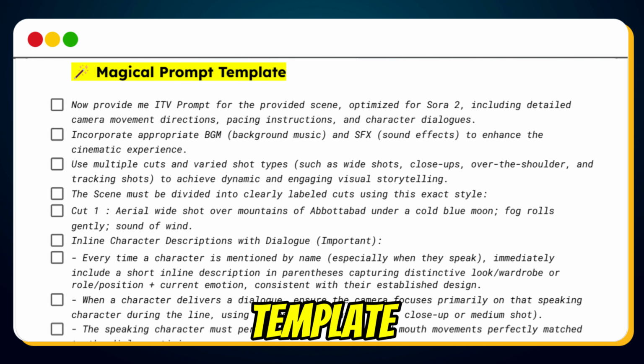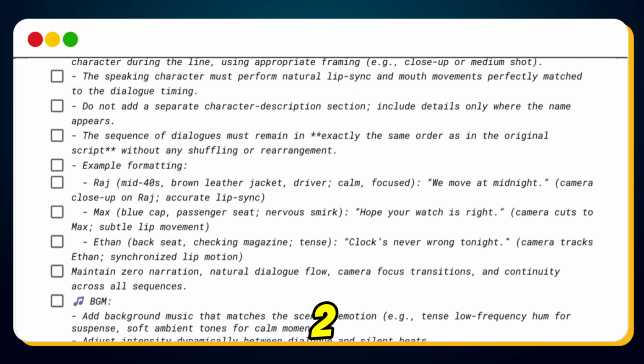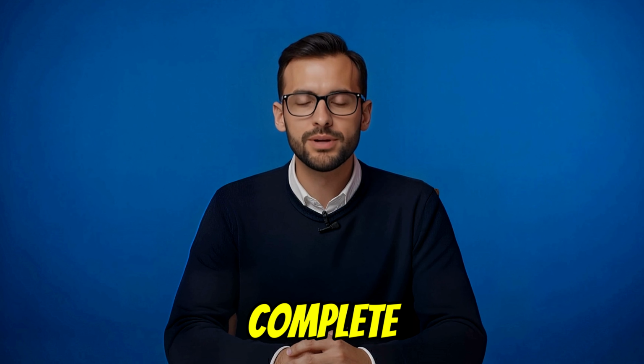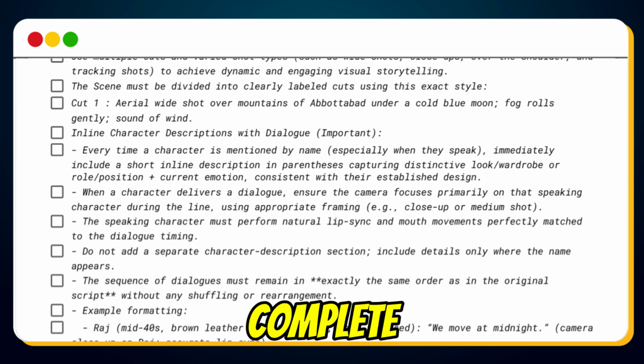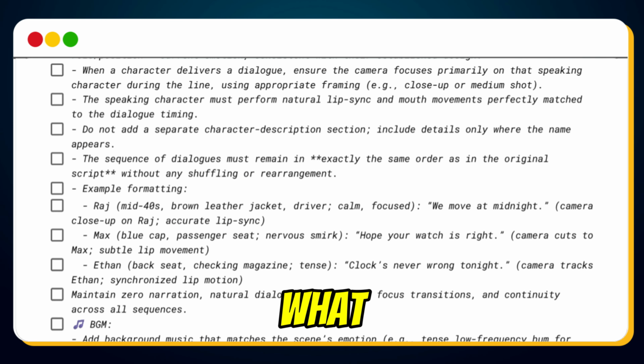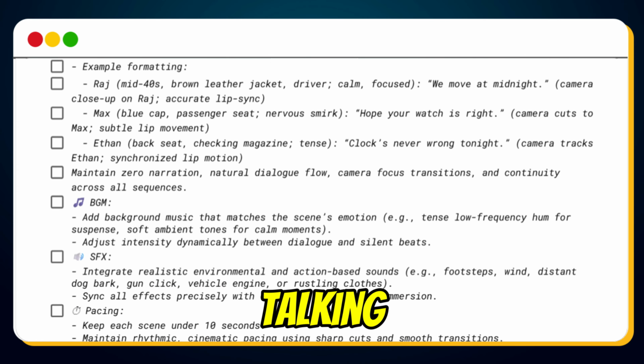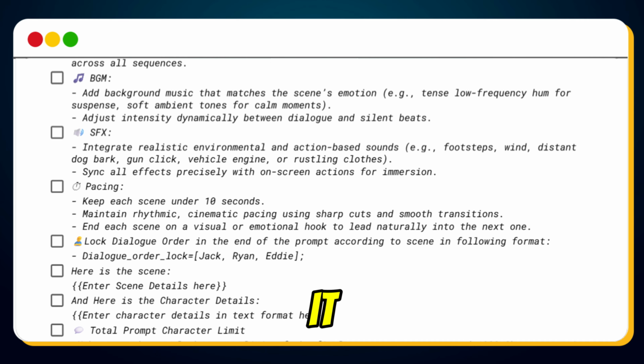Here is our prompt template. I call this the Sora 2 Magical Prompt Template. It's the exact structure you can use to turn any written scene into a Sora-ready movie prompt, complete with camera direction, dialogues, lip sync, sound, and emotion. This is your director's blueprint, a complete instruction set that tells Sora 2 what to show, where to look, who's talking, how it should sound, and how fast it should flow.